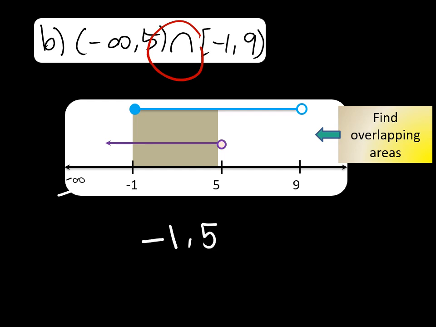But is negative 1 included? We have to check whether negative 1 is in both of the sets. We have negative 1 here. Yes, we also have negative 1 here. So the bracket should be the square bracket. How about 5? 5 only exists in the second set. We don't have 5 in the first set, so it should be a round bracket. So this is the answer for question B.